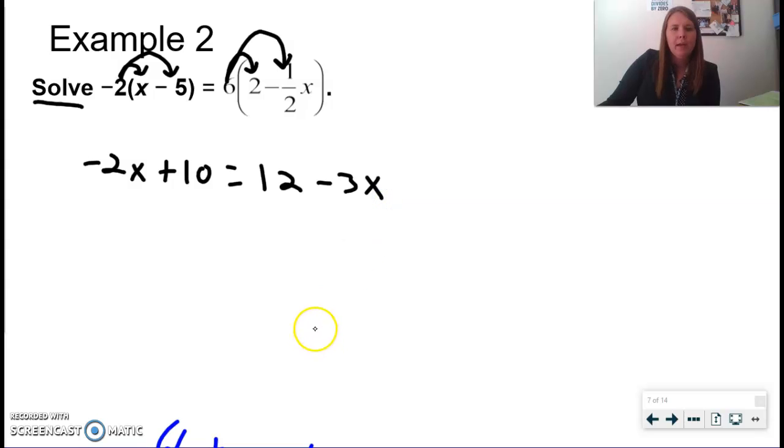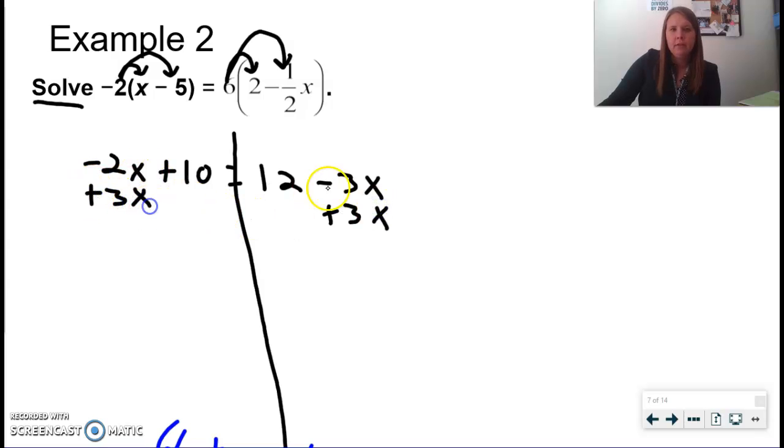All right, I want to get my x's together. To me, I think it'd be easy to move this 3x. So I'm going to start by putting the x's together. I like to have my line down the center. And I'm just going to undo this subtraction operation by adding it. They're like terms, so I want to add those together.